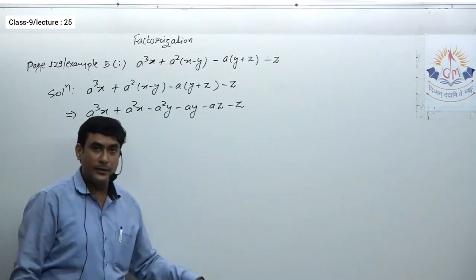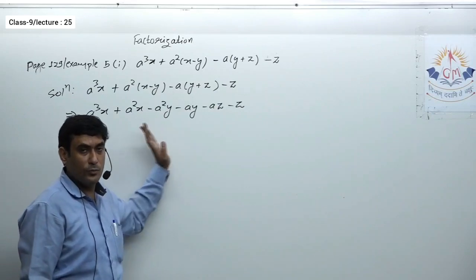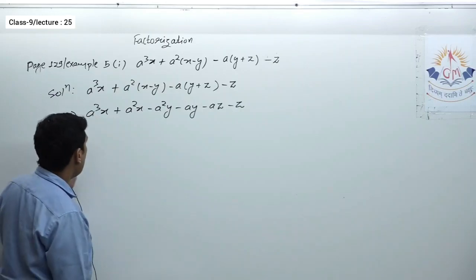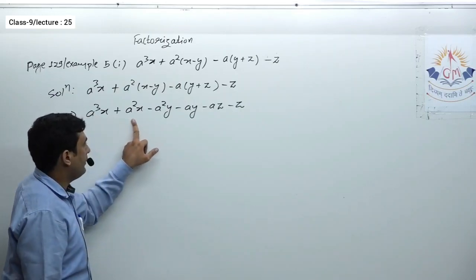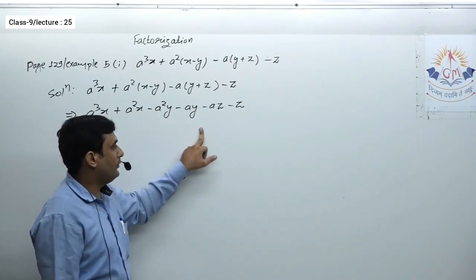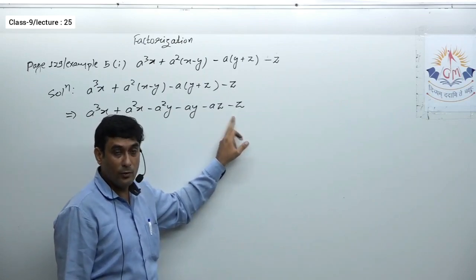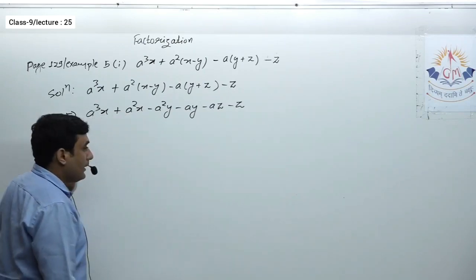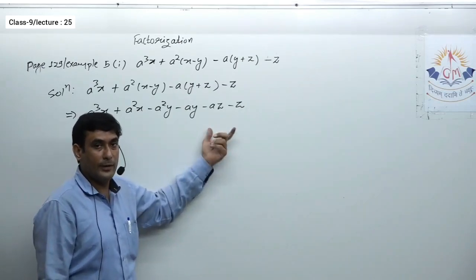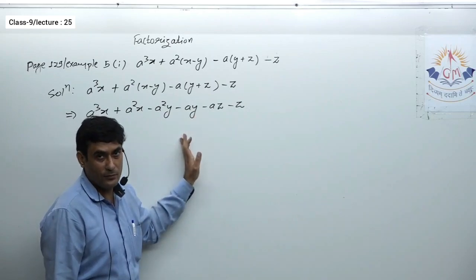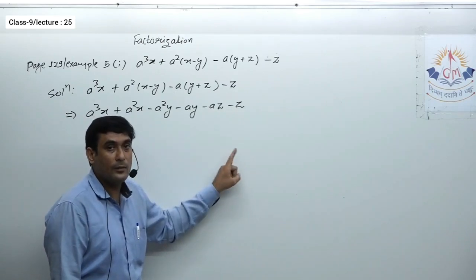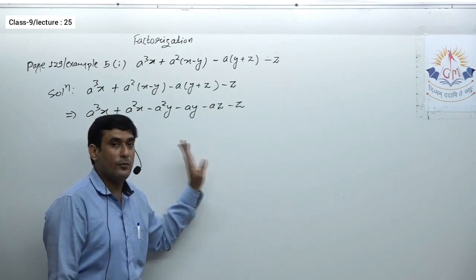Now we'll see again the same thing. Is it possible to take common from the first two, then the next two, and then the next two, or from the first three and next three, and so on? Yes, from these two I can take a square x common, from these two I can take ay common, and from these two I can take z common. But as it is possible to take common from each pair, it doesn't mean that you will be able to find the factors. After taking common, whatever is left in the bracket must also be the same. Then and only then is it possible to factorize further.